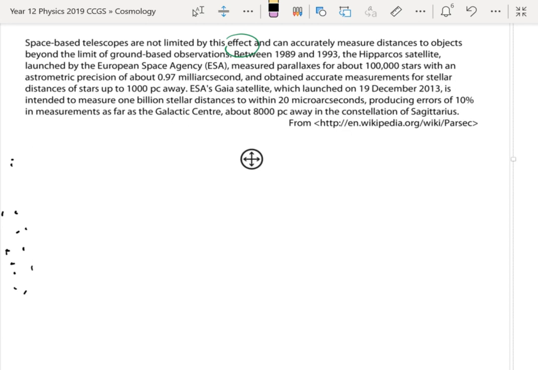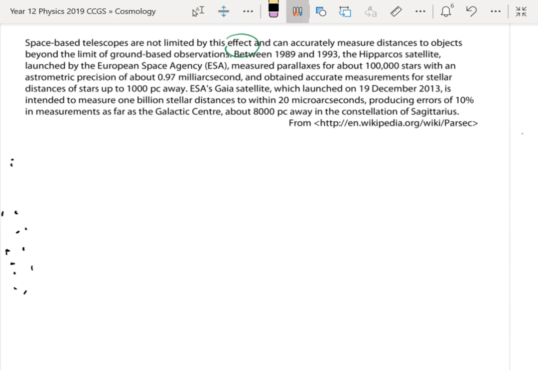So, the Hipparcos satellite was sent up, and it had a precision of 0.97 milliarc seconds. But then, recently, ESA, the European Space Agency, launched Gaia, which measures 1 billion stellar objects to within 20 microarc seconds, plus or minus 10%. So, let's figure out how far away this Gaia telescope could reach.